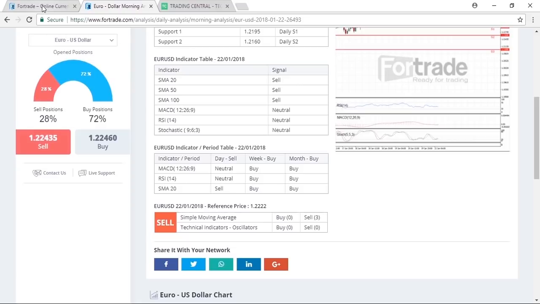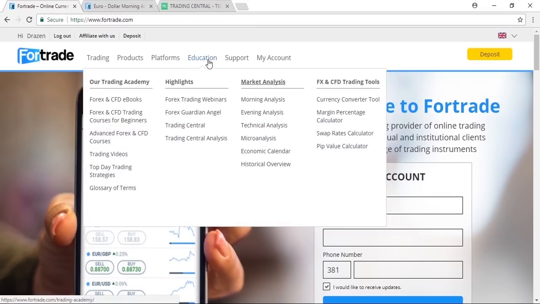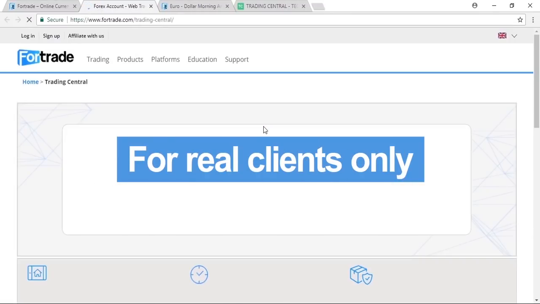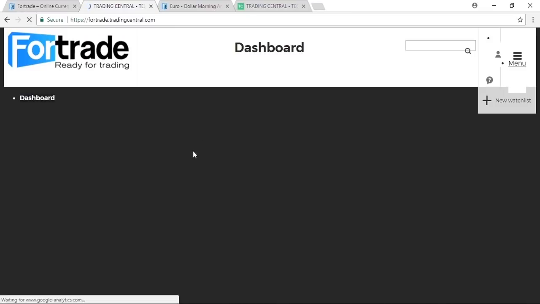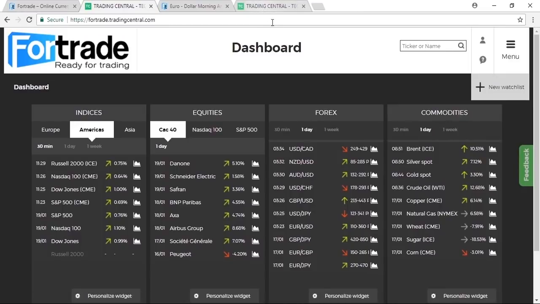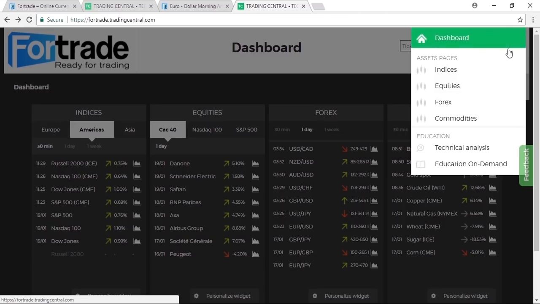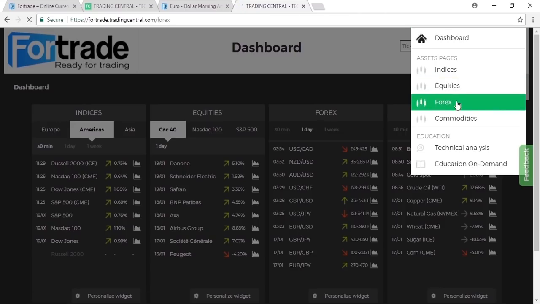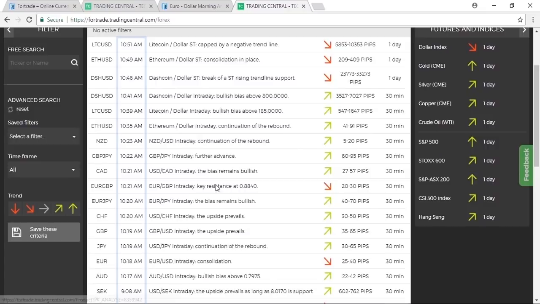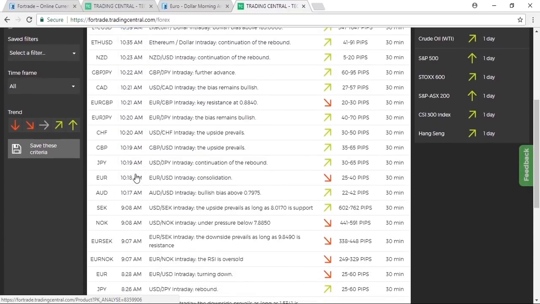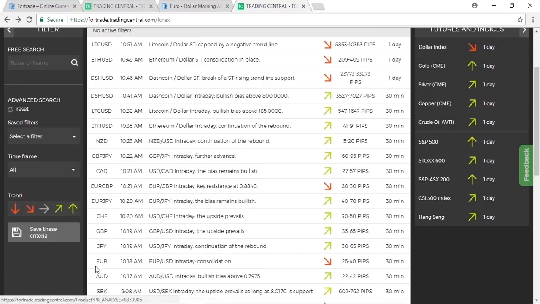So let's go back to the website. Alongside the daily analysis section, you can find technical analysis here. This is only for real clients. If you click on technical analysis and are logged in as a real client, a window will open. So click on the window and a panel will open. In the top right hand side of the screen, you have a menu where you can pick your instrument. Since we are looking at the euro-dollar, we will choose Forex. On the left hand side, you have currency pairs. The time is set to GMT. You can choose the currency pair you are interested in.